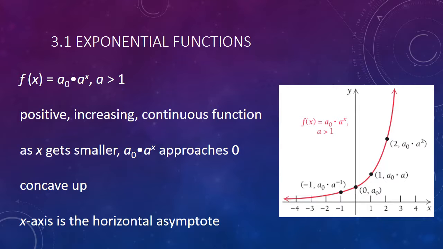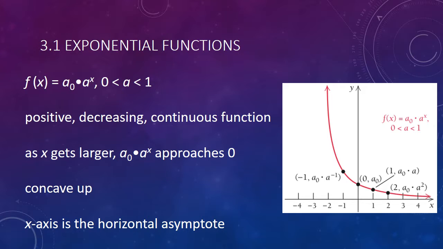When your base is greater than 1, it's positive and increasing. It's a continuous function, which means it's going to be differentiable over the entire domain. It is concave up, which means that the second derivative will always be positive, at least for the base function. And we have x as a horizontal axis.